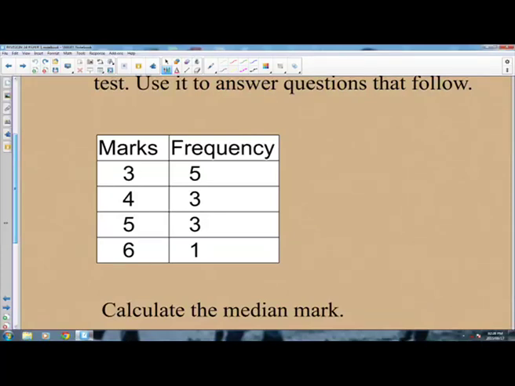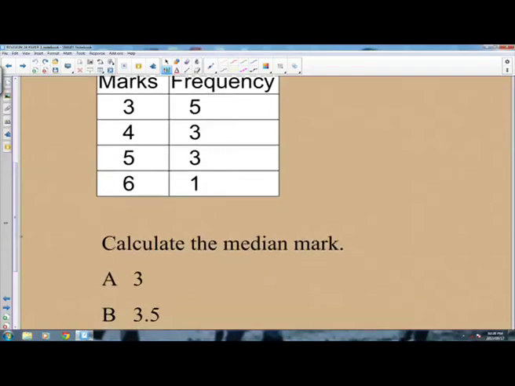The frequency here is saying the frequency of the mark 3 is 5. It is saying 3 is appearing 5 times, 4 is appearing 3 times, the mark 5 is appearing 3 times, and 6 is appearing only once. So this is the meaning of frequency. It is the number of times an element appears within the distribution. With regard to this question, it is the number of times the mark is appearing within this distribution. So let us have a look at the question and then work it out.